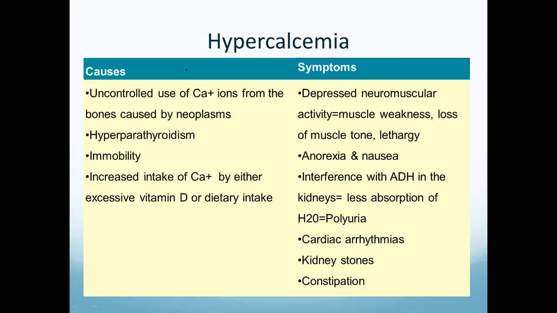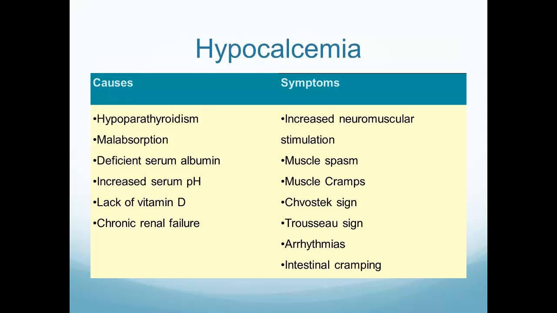Symptoms, we're going to see depressed neuromuscular activity. In other words, muscle weakness, loss of muscle tone, lethargy, anorexia, nausea. There's your central nervous system. And in the heart, cardiac dysrhythmias. So we could expect to see those kind of things with a high calcium level. Low calcium levels, okay, you see a number of reasons why we would have that there.